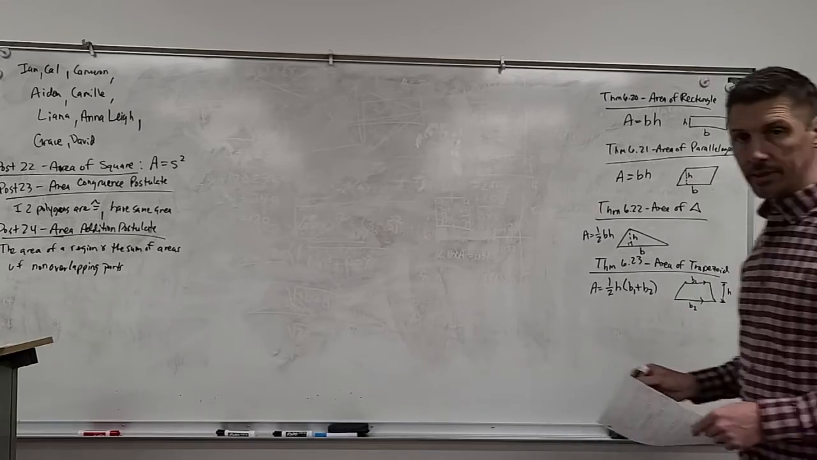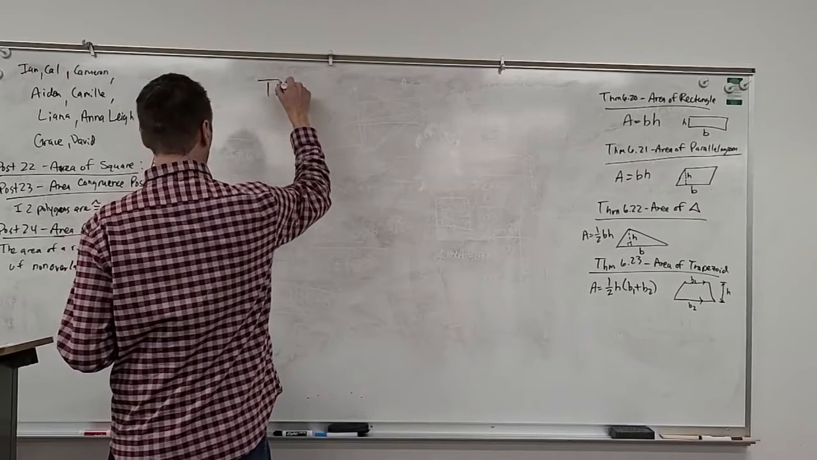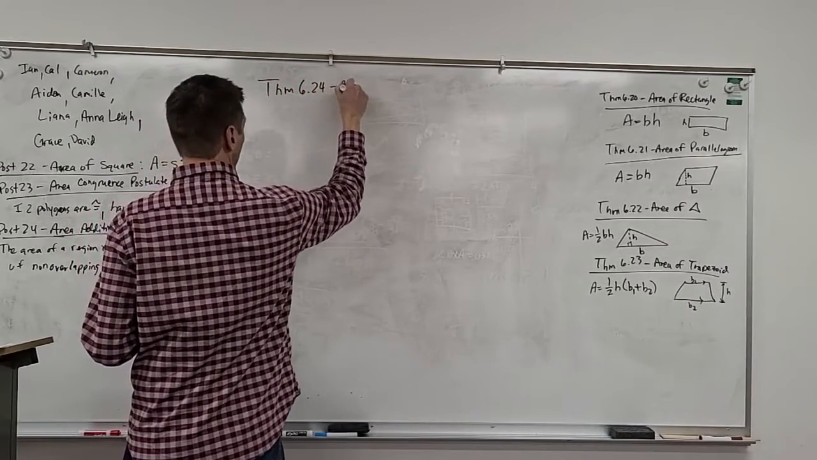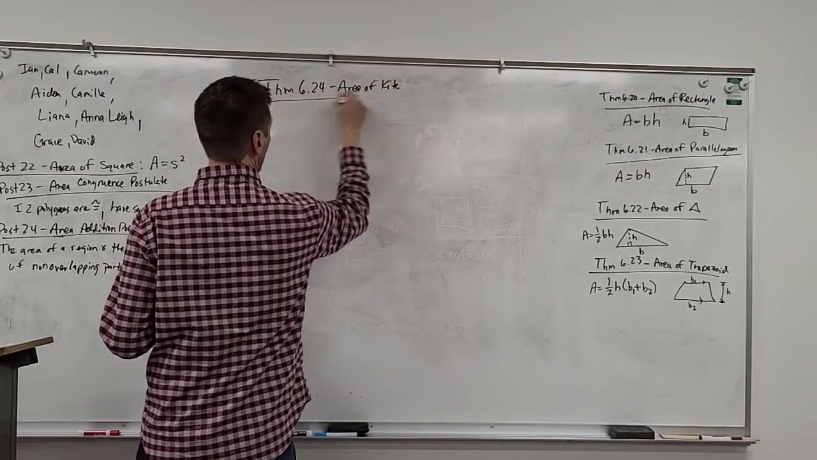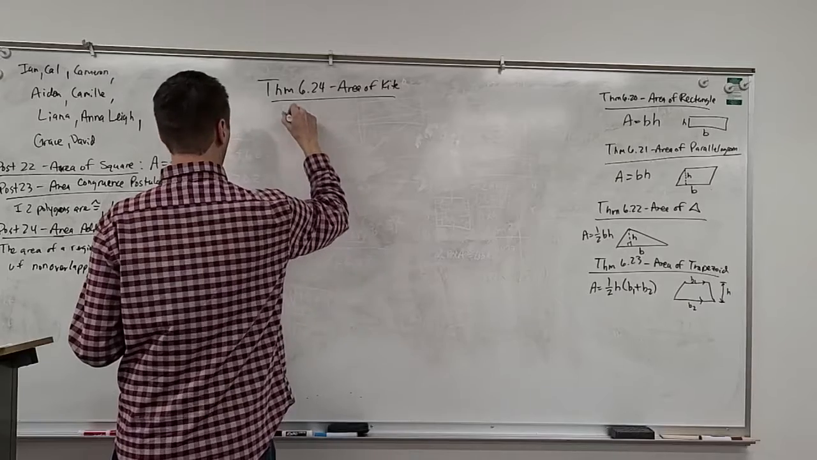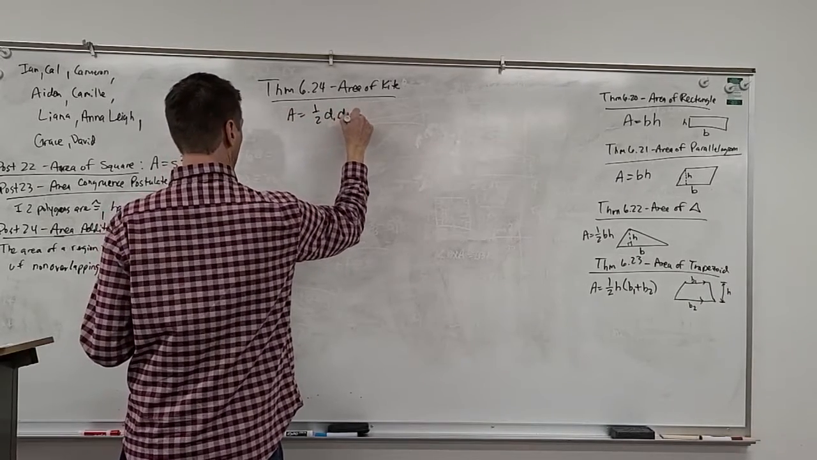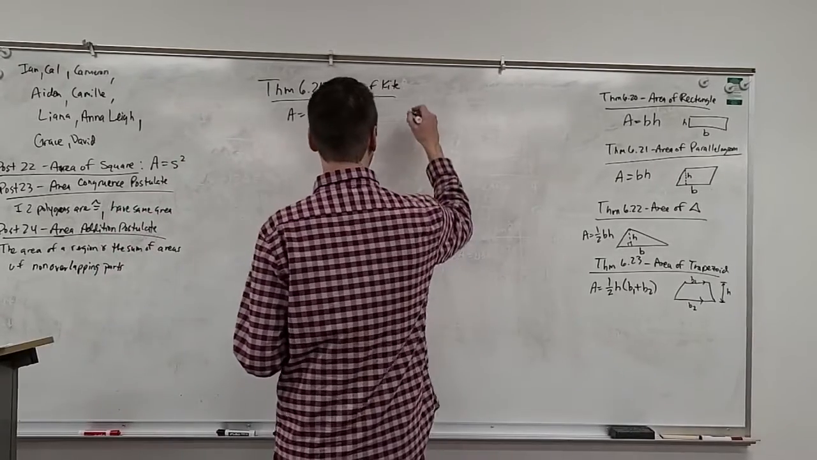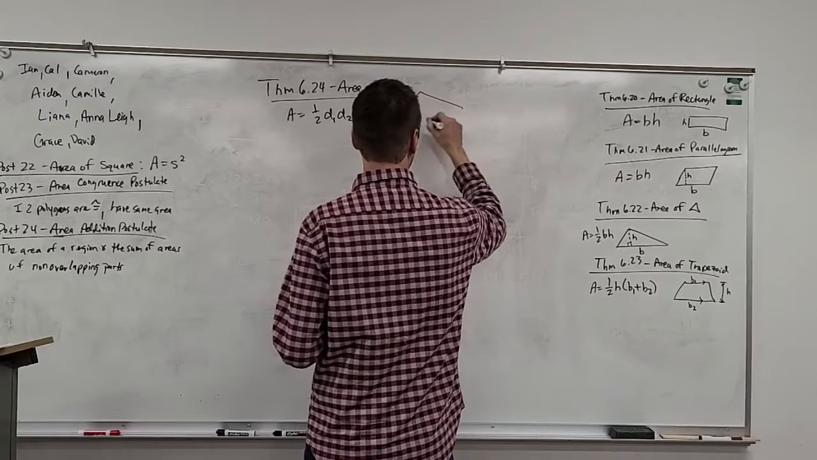All right, just because I want to make sure everybody can see it, I want to write this up here. Area of kite. And that is the area equals 1/2 distance 1 times distance 2. That actually doesn't stand for distance, it stands for diagonal. The length of diagonal 1 and the length of diagonal 2. So if my kite looks like this.